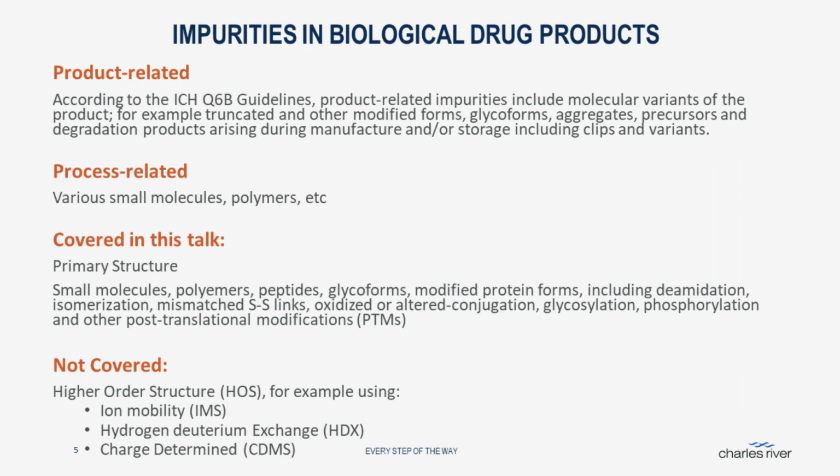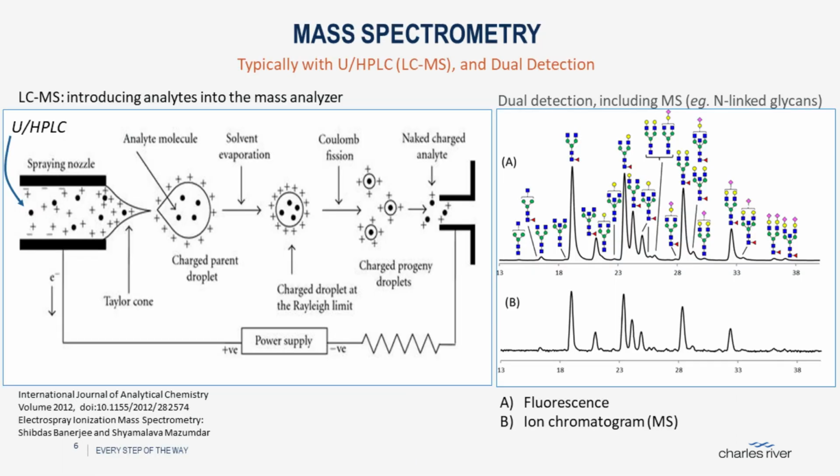Now, what I will not really cover today, and in fact, I'm not really an expert in these areas either, but this is a whole other area of mass spectrometry, is higher order structure. Now, we might think traditionally that higher order structure would relate more to biophysical techniques, for example, CD or DSC, DLS, things like that. But I just want to make a note here that mass spectrometry is currently making a lot of progress into higher order structure. And so folks are probably also familiar with ion mobility and HDX, also charge determined mass spectrometry. Again, I won't cover those topics just for sake of time and also expertise.